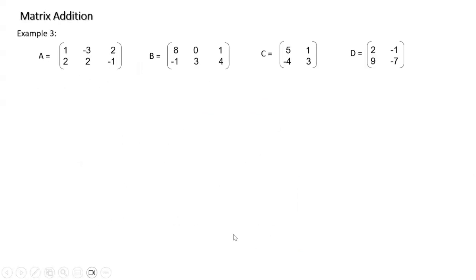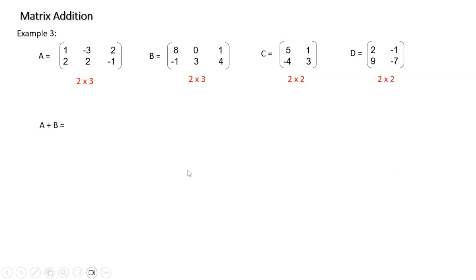Now let's do some actual examples here. Example 3 has matrix A, matrix B, matrix C, and matrix D. So first, we have to get the size of each matrix. Matrix A is a 2 by 3, right? Because we have 2 rows and 3 columns. Matrix B is the same thing, right? 2 by 3. Why? Because we have 2 rows and 3 columns. Matrix C is a 2 by 2 because we have 2 rows and 2 columns. And same thing with matrix D.